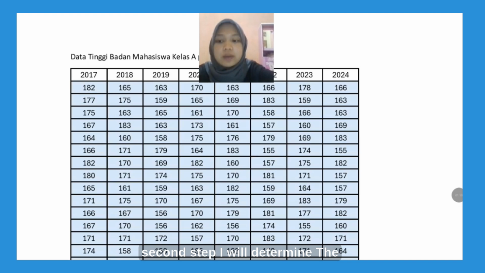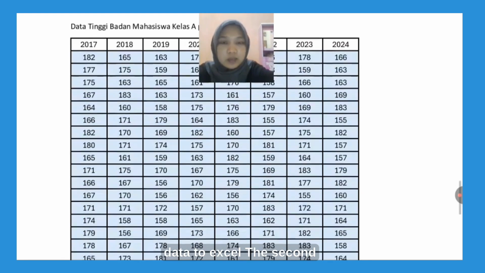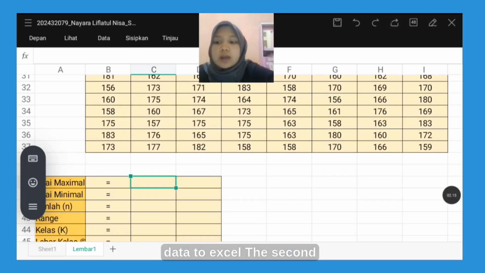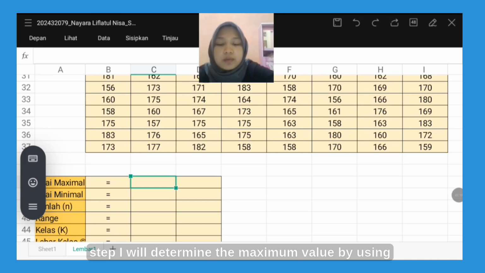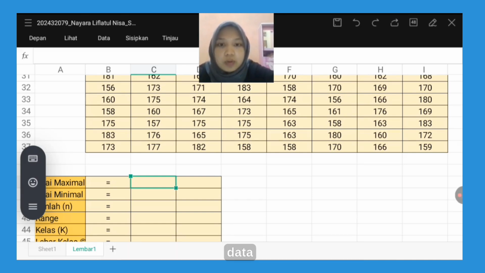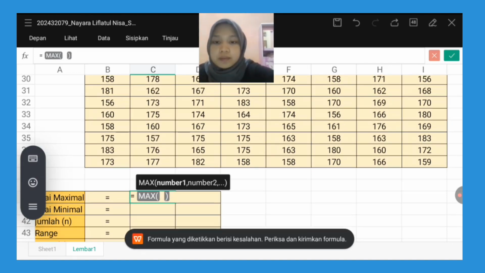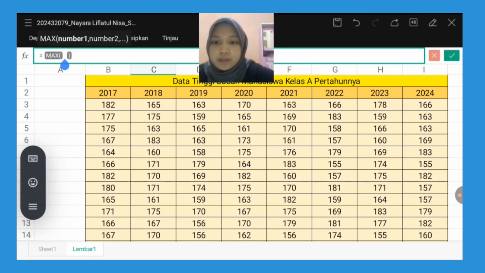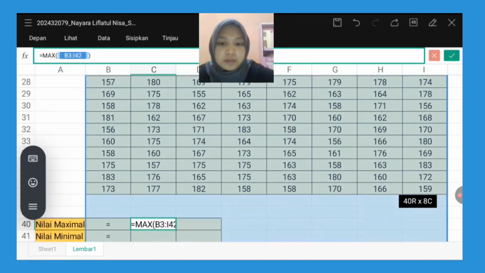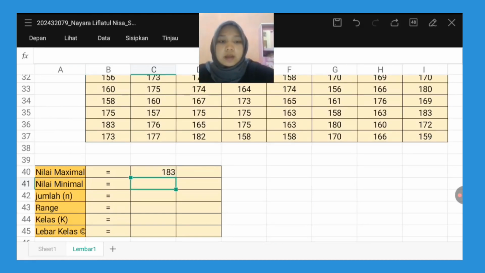In the second step, the practicum step, I will explain directly in Excel. The first step, I will move all this data to Excel. The second step, I will determine the maximum value by using the equal MAX formula, then plug in all data, as well as the minimum value using the formula equal MIN.